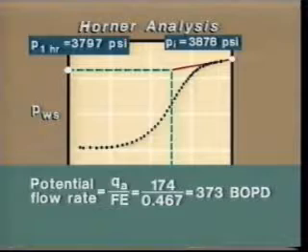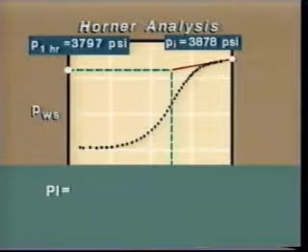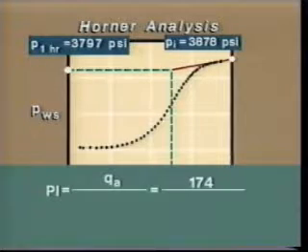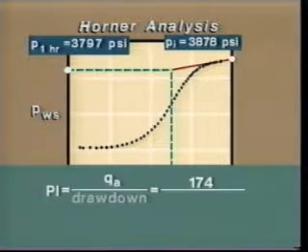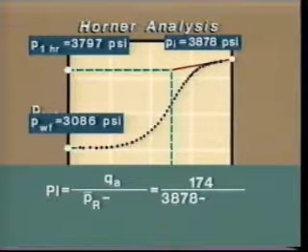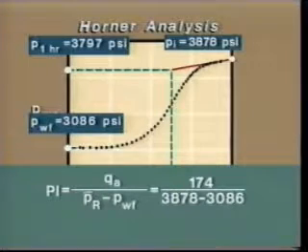The productivity index, or PI, is equal to the well's actual flow rate divided by the drawdown. That is, the average reservoir pressure, P sub R bar, in this case equal to P sub I, minus the flowing wellbore pressure, P sub WF, before the well is shut in.